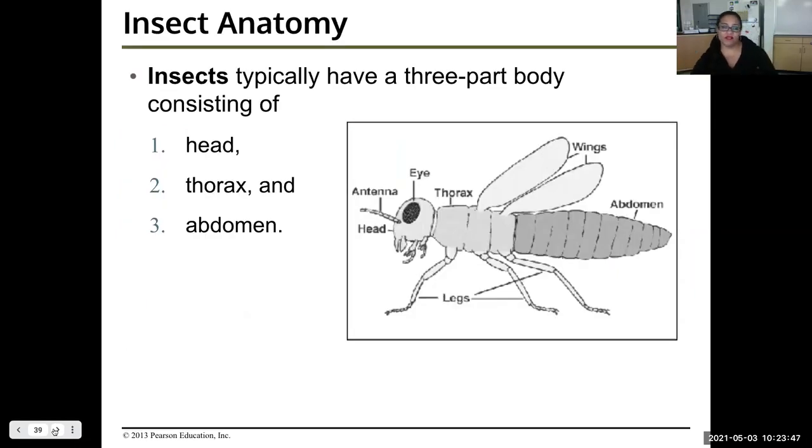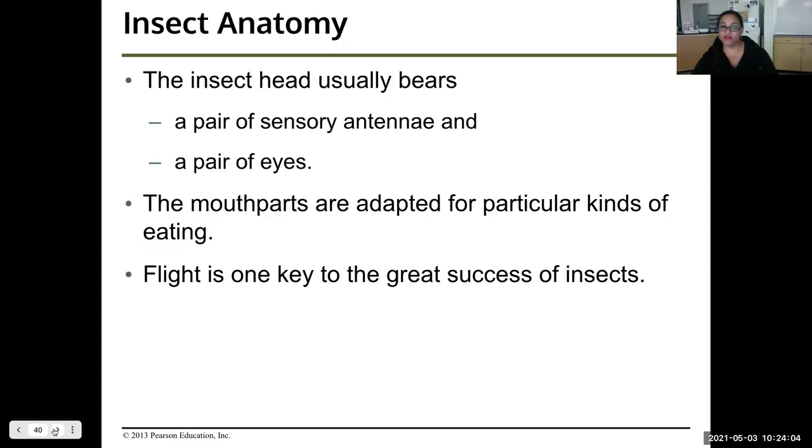Insects typically have a 3-part body consisting of a head, a thorax, and an abdomen. And then they have various appendages sticking out of those 3 main parts. The insect head usually bears a pair of sensory antennae and a pair of eyes. It also has mouth parts that are adapted for particular kinds of eating, whether they're carnivores and they eat other insects, or they're herbivores and they eat plants. And then it has the wings, the arms, the legs. Flight is one key to the great success of insects. A lot of insects fly, so they survive very well.